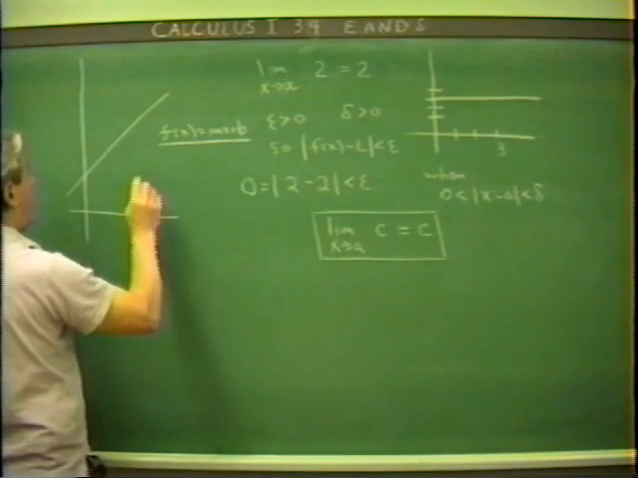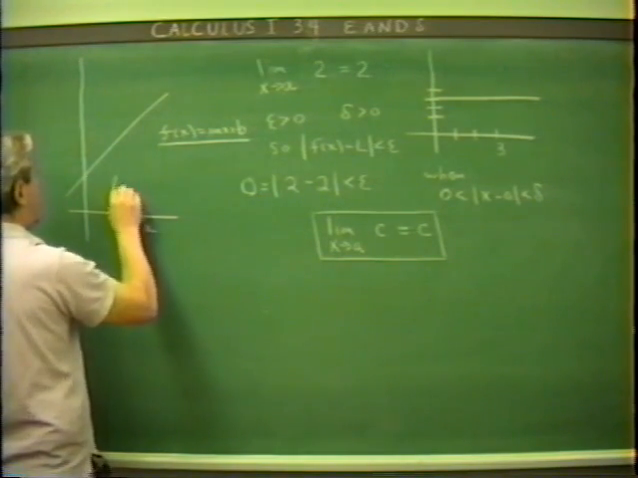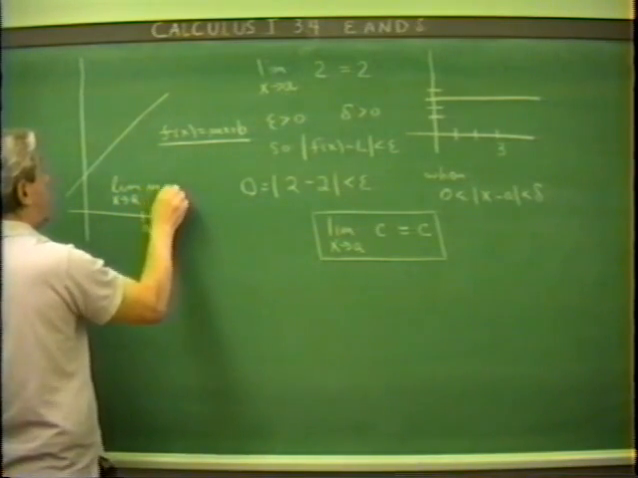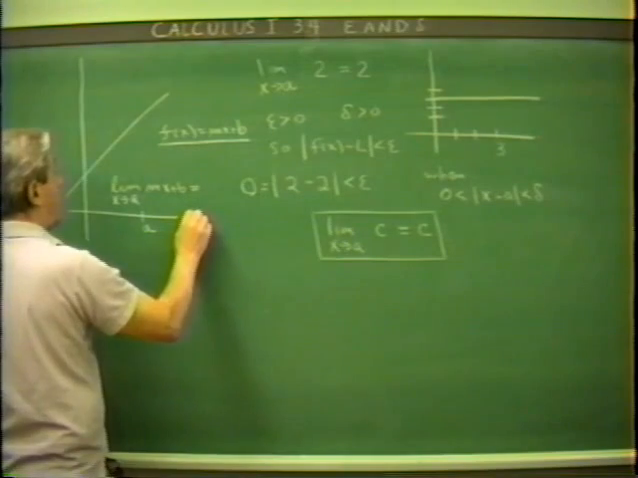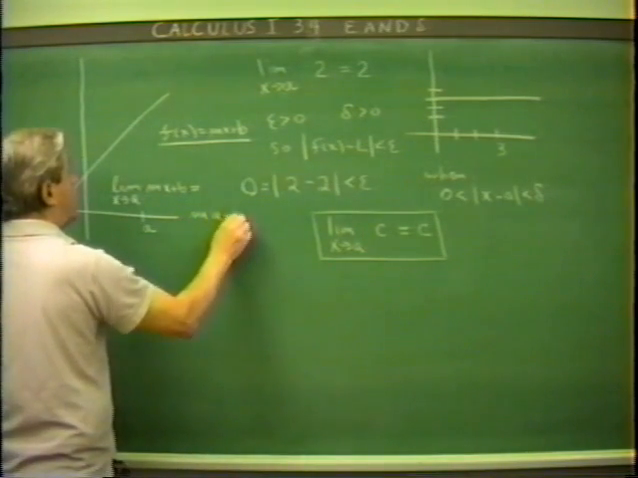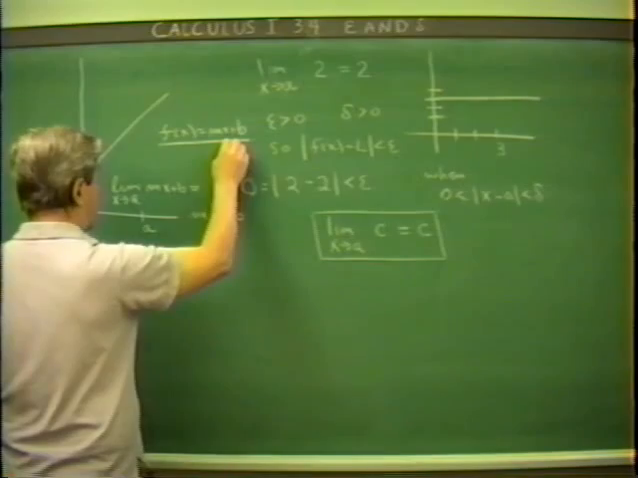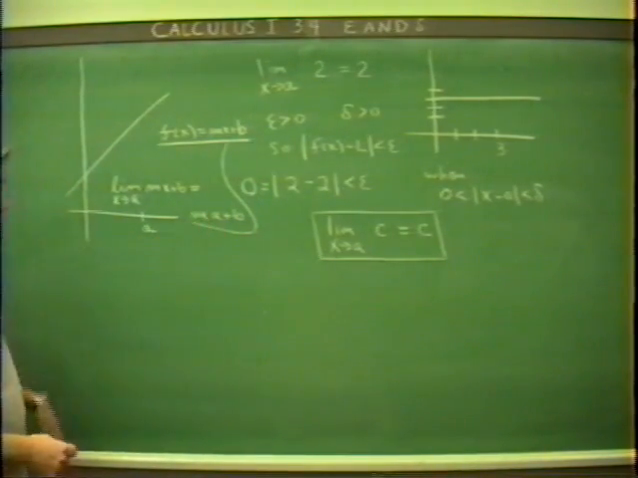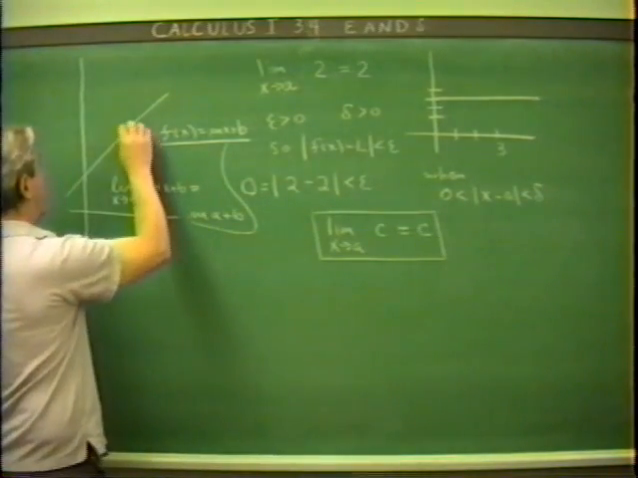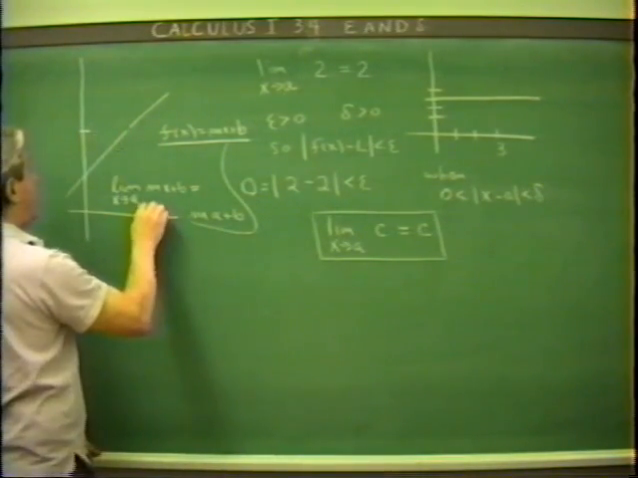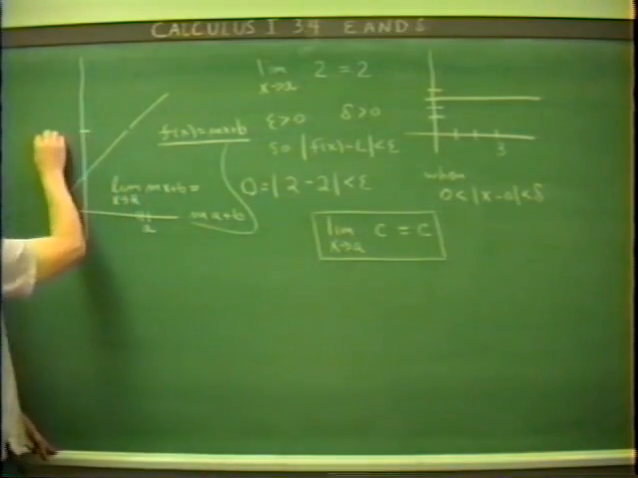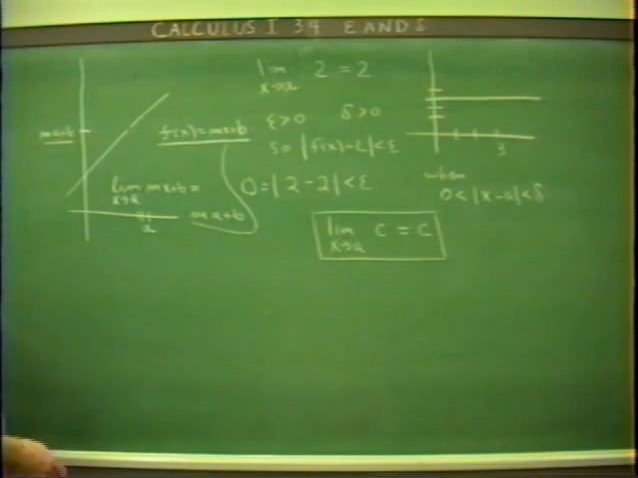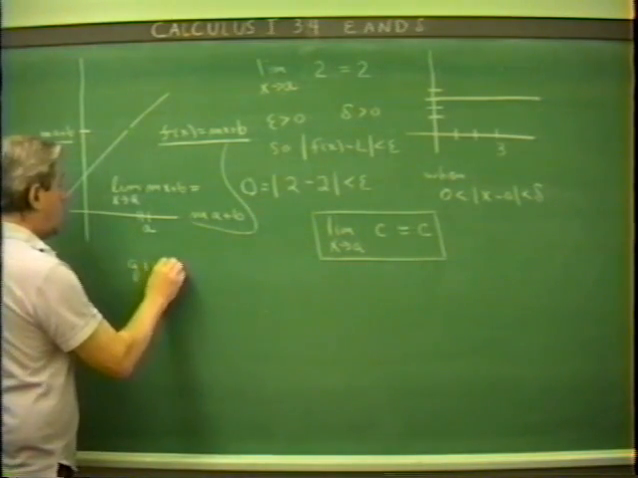Constant times f of x minus L less than epsilon, or the absolute value of f of x minus L less than epsilon over the absolute value of the constant. Now what? X approaches a, so f of x approaches L. So what we do is find the delta based on epsilon over the absolute value of c. If 0 is less than the absolute value of x minus a, then the absolute value of f of x minus L is less than epsilon over the absolute value of c, and so c times f of x minus c times L is less than epsilon, and c times L is the limit.